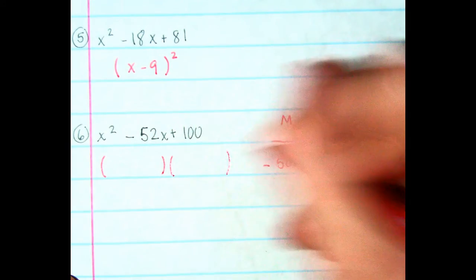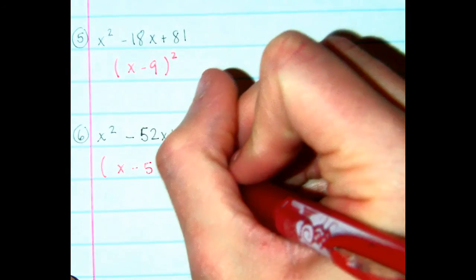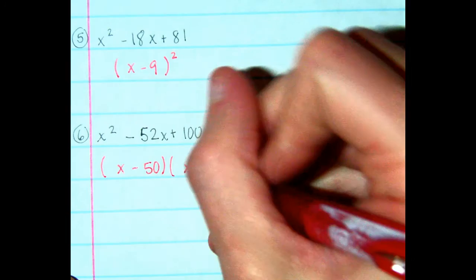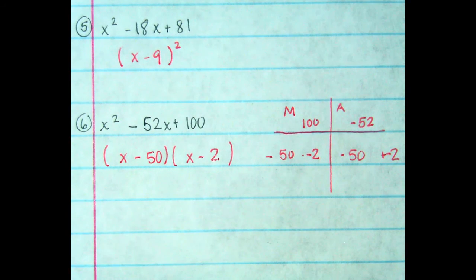Because it's been a little bit while since I've done these. X minus 50, x minus 2, they're both negatives. Okay. X minus 50, x minus 2. I'm giving you a sheet of these to do again for homework. I think they take even less time than yesterday's.